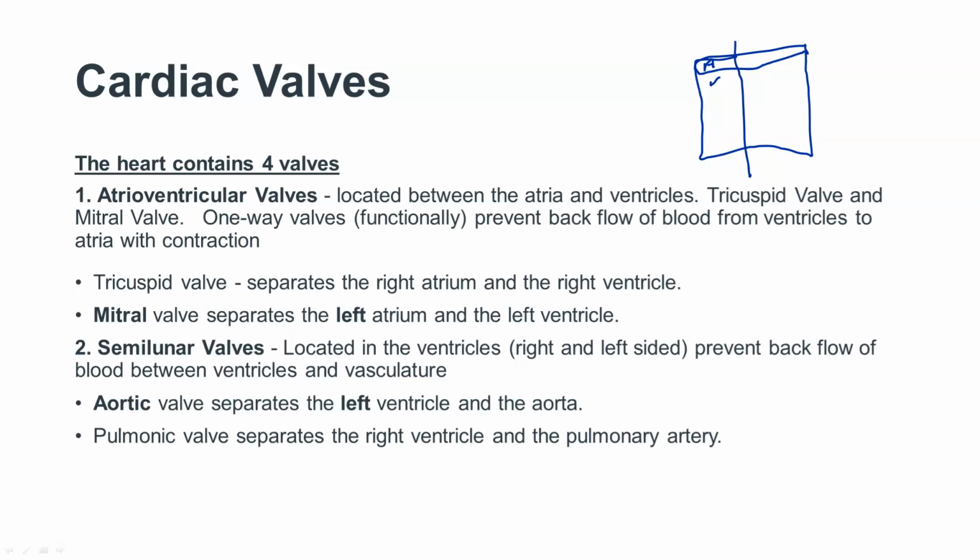And we know that blood returns via the superior and inferior vena cava and into the right atrium. Well, then the next thing it needs to go through is this tricuspid valve. So we have a tricuspid valve between, and that's where we get the atrioventricular. So it's between the atriums and the ventricles.